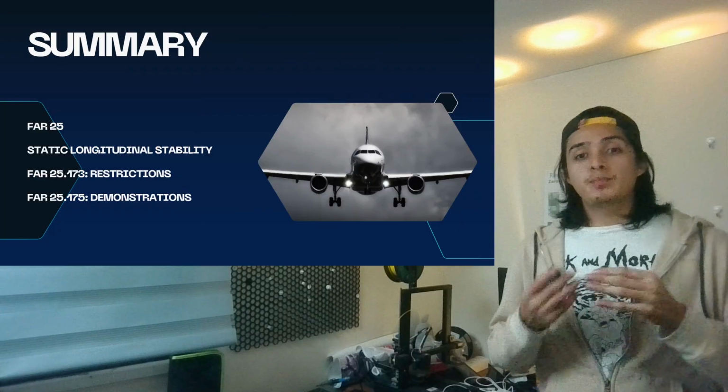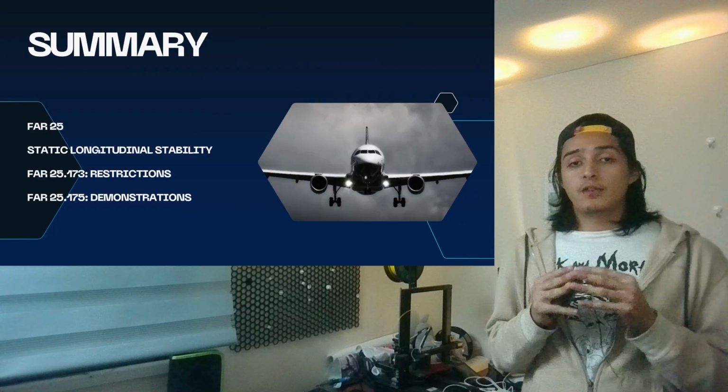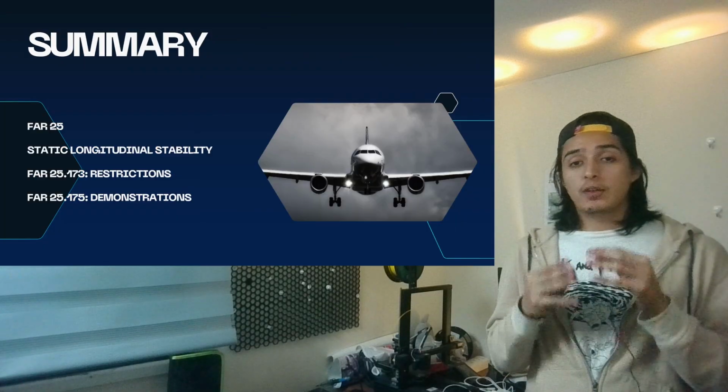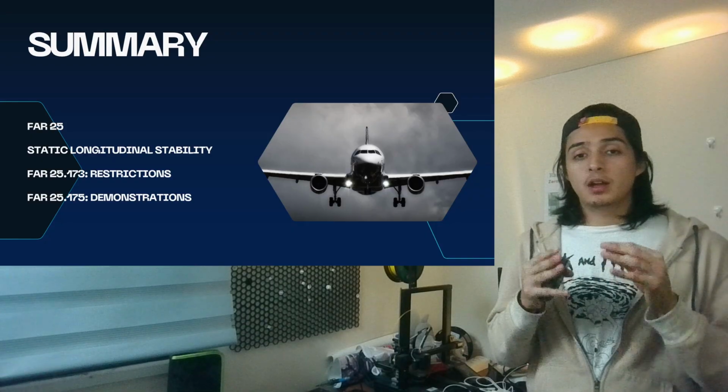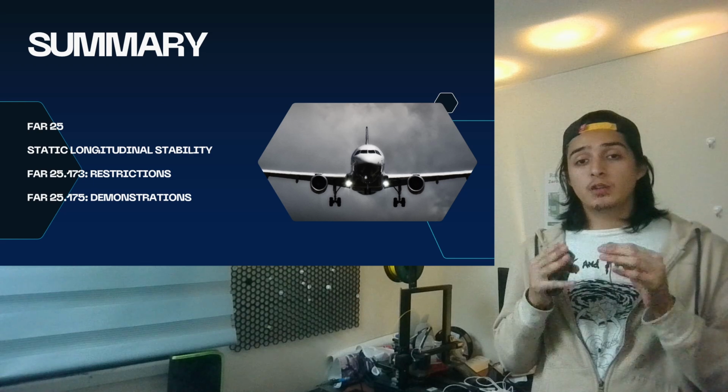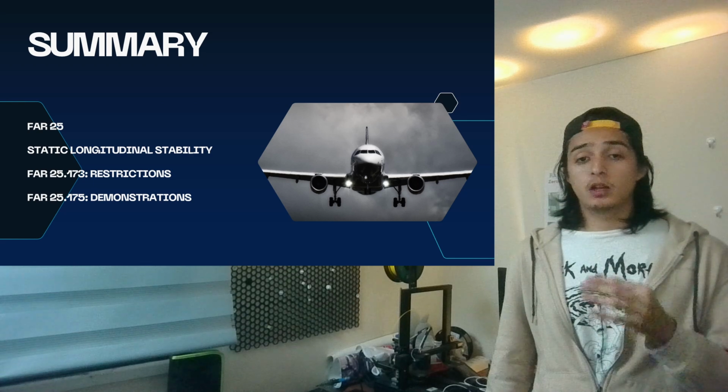In summary, we saw what FAR 25 is. We saw the definition and a basic example of static longitudinal stability. We saw each restriction established in the FAR 25 and how they need to be demonstrated.